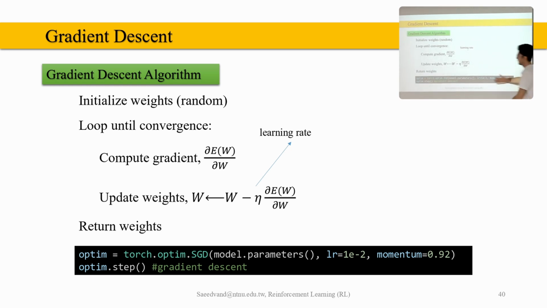But how can we do that in PyTorch? You can see we can write one variable, optimizer, equal to torch.optim.SGD. This one is stochastic gradient descent, which we're going to show in the next slide. I give model.parameters as input, which includes all the parameters. Then the learning rate, this eta here, then the momentum of the change that I have. And finally, you write optimizer.step. This updates all the weights, the W's, of the network that we have.